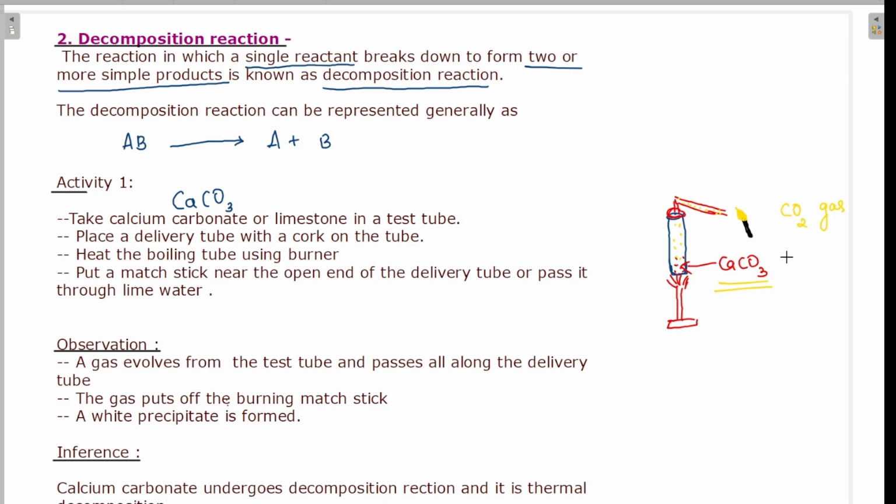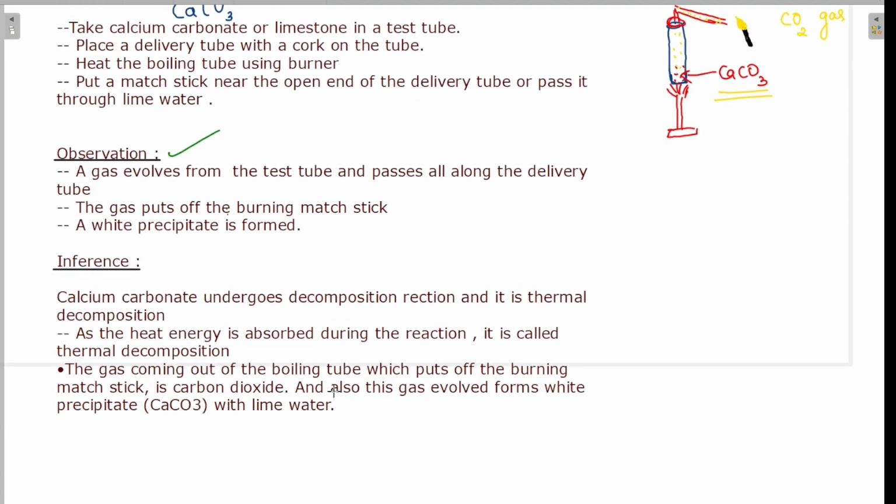Yes. And also we will observe that once the reaction takes place, a precipitate is formed here, which is white in color. So what are the observations that we make here? A gas evolves from the test tube and passes along the delivery tube. The gas puts off the burning matchstick. A white precipitate is formed. These are the observations that we make here. From these observations, we will come to the conclusion.